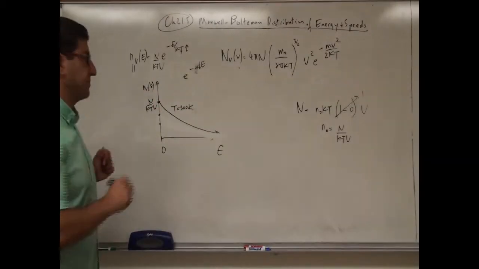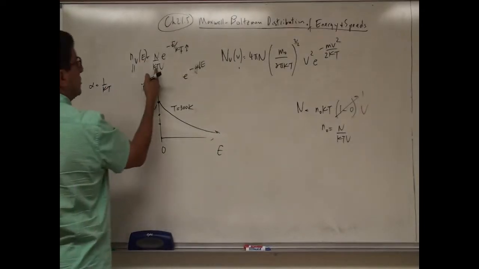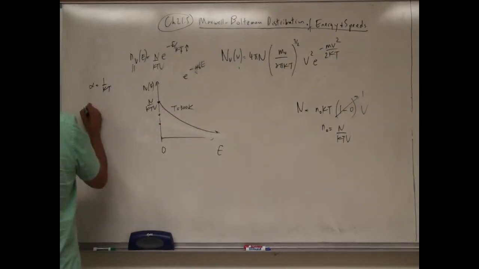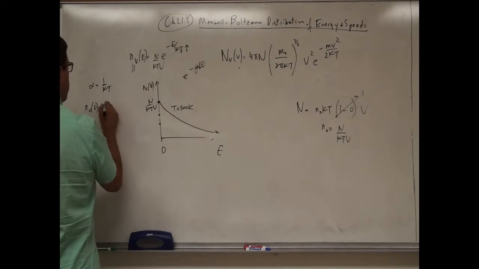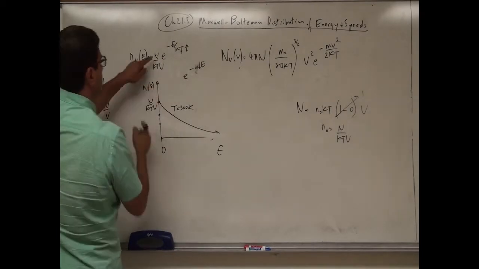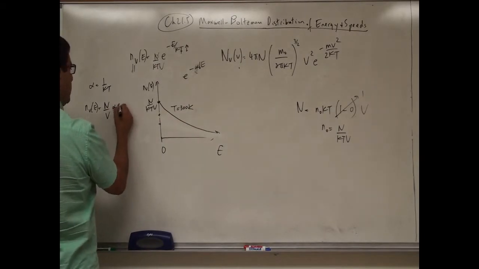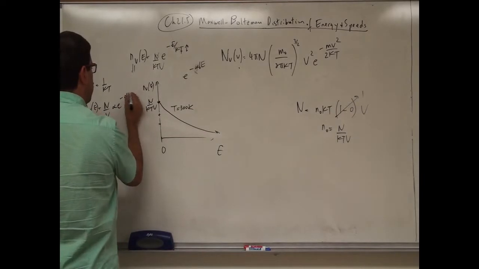Okay, so let's define something. The constant alpha is going to be 1 over kT. We notice that the 1 over kT appears on the outside too, right? So here we have N over V, the number of particles per volume, and the 1 over kT I'm going to call alpha, then e to the minus, and 1 over kT is also alpha, right?